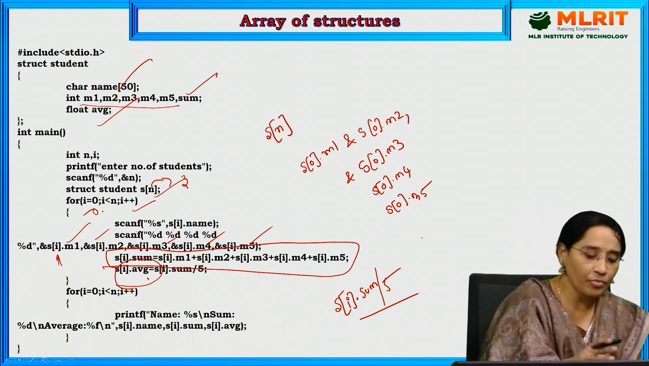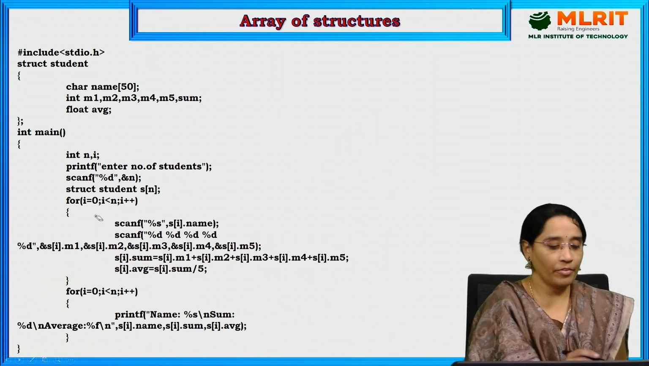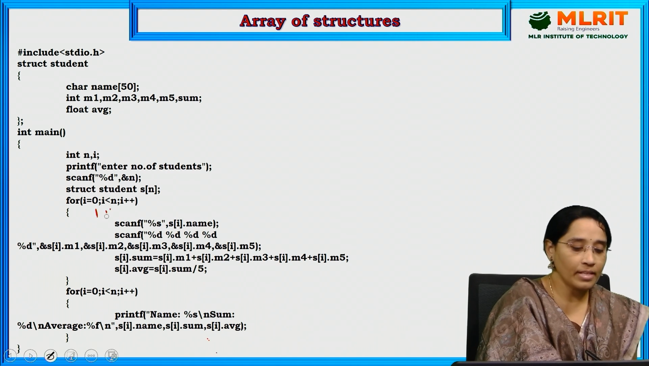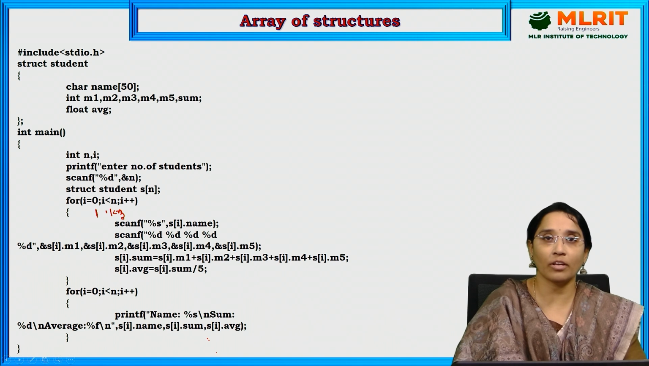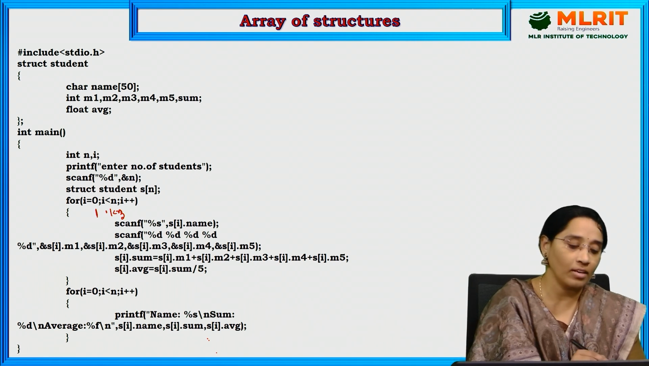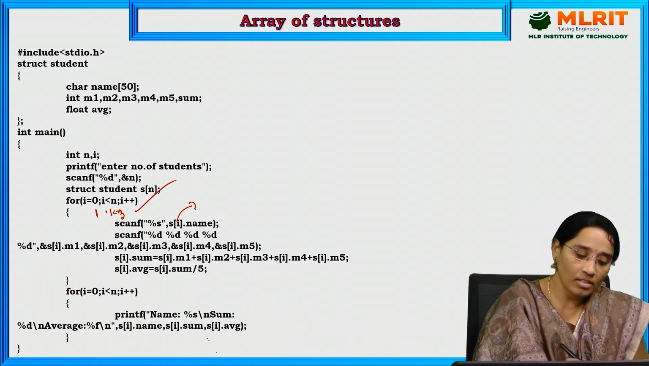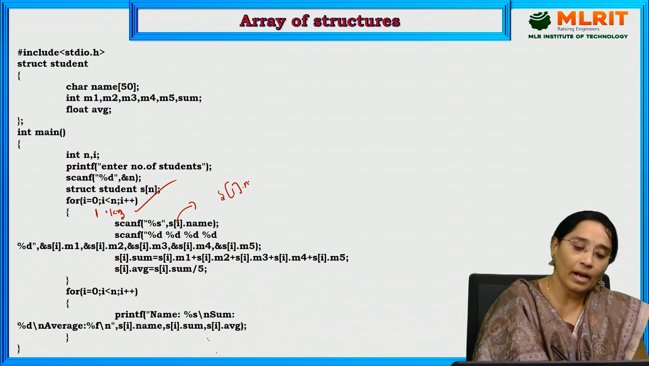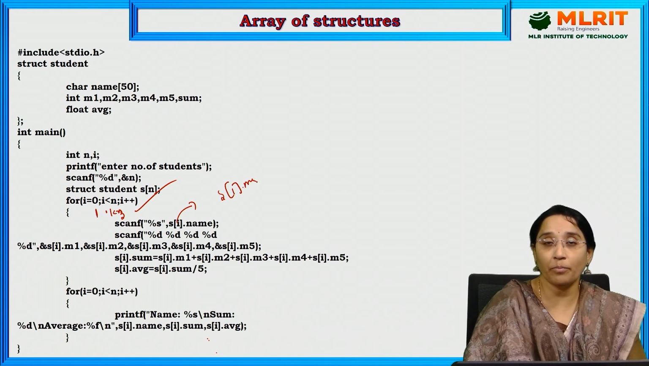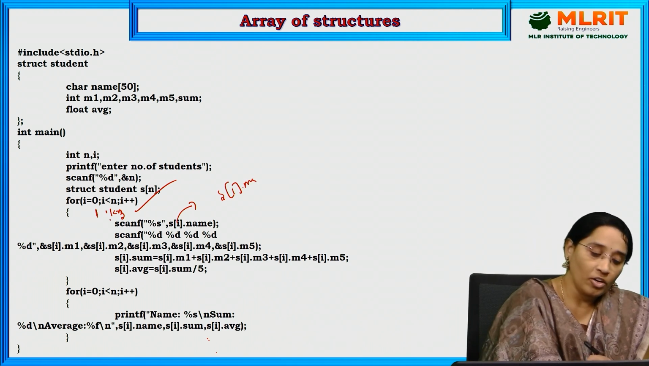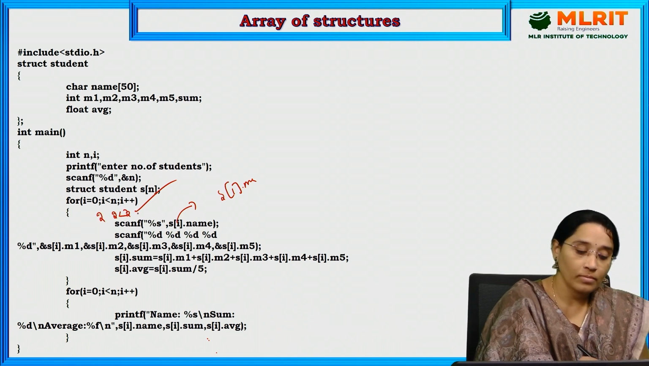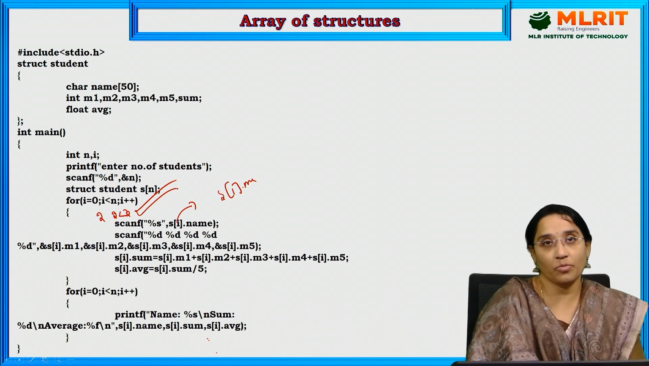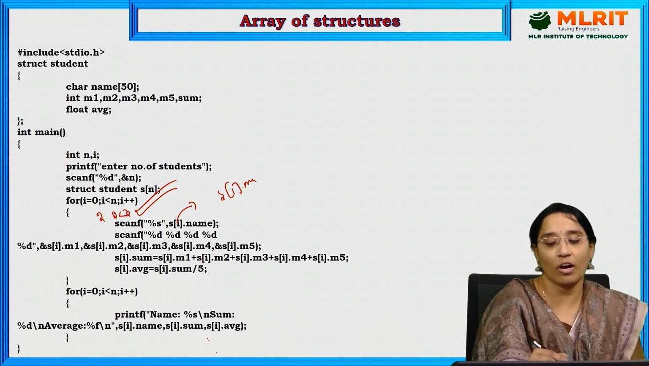Suppose when i is 1, 1 less than n, so 1 less than 3. See how many students we are calculating? We are calculating for 3 students. So 1 less than 3, condition true. So it is s of 1 dot name. That means we are giving input for the second student. Next, when i becomes 2, 2 less than 3, condition true. Means we are calculating for the third student. So how can you say that?